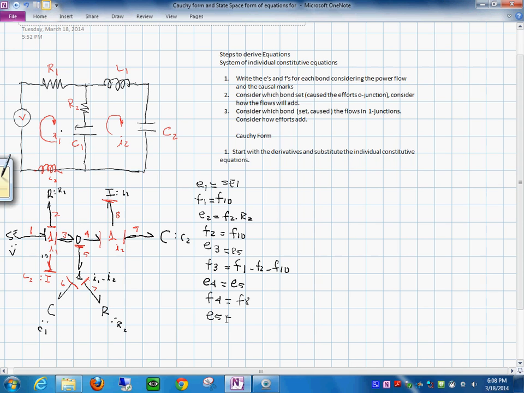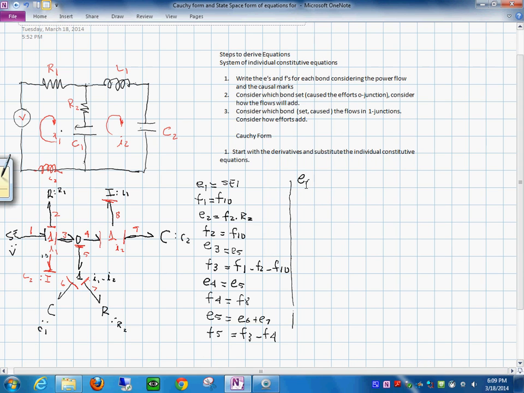E sub 5 is equal to what? To E6 plus E sub 7. And then F sub 5 is equal to what? The F5 is F3 minus F sub 4. And then we're going to get to E sub 6. Well, let's just maybe draw a line over here, and we'll continue up here.